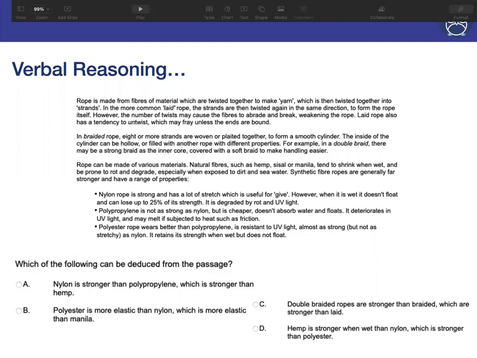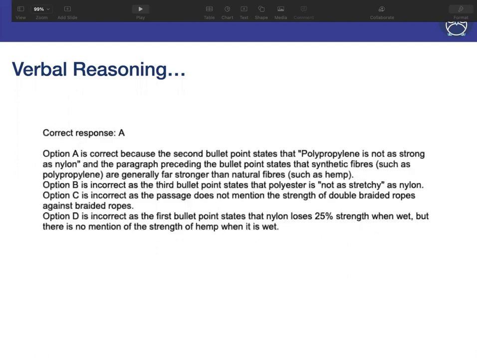So as I said, I did a trial and error method, started with A. Nylon is stronger than propylene, which is stronger than hemp. And then I looked through the text to see whether that statement is right. And it was right. So I choose A and then I move on to the next question. So yeah, there is the explanation. So obviously don't check the other ones as soon as you get your correct answer.